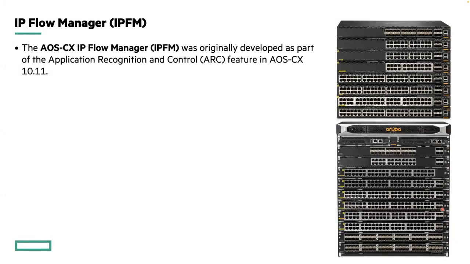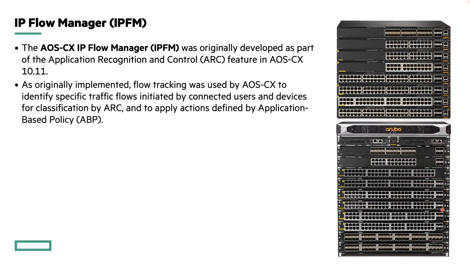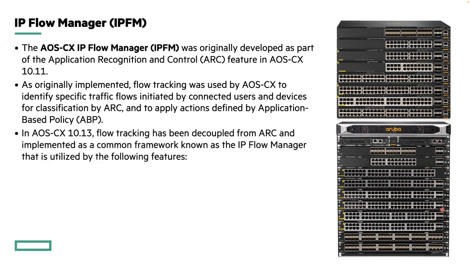So the IP Flow Manager was originally a component of the application recognition and control feature that was part of AOS-CX 10.11. This was used by the AOS-CX operating system to identify specific traffic flows that are initiated by users and devices. They are classified by the application recognition engine and used to apply actions defined by application-based policy, which was introduced in AOS-CX 10.12. In 10.13, we've actually broken that flow tracking component out into a distinct feature.